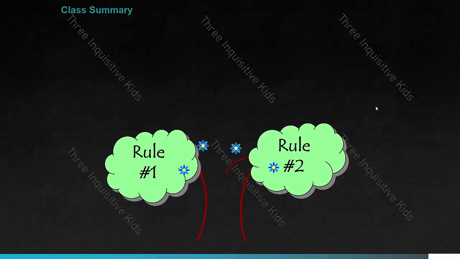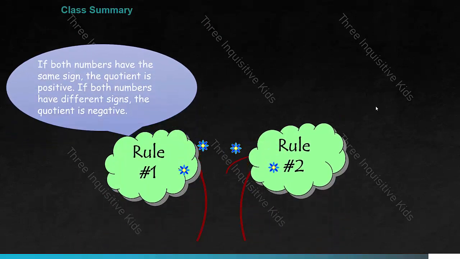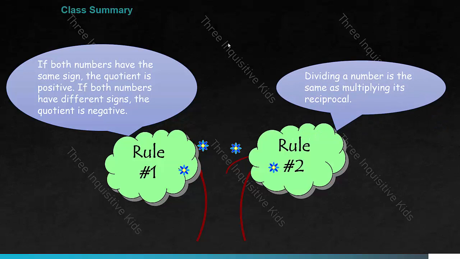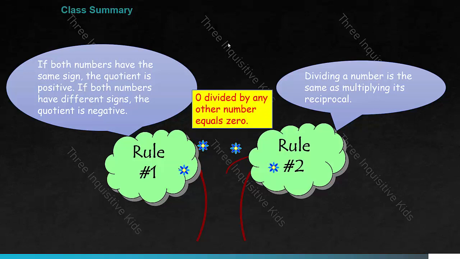Class summary. If both numbers have the same sign, the quotient is positive. If both numbers have different signs, the quotient is negative. When we say both numbers, it means the dividend and the divisor. And rule number 2 is dividing by a number is the same thing as multiplying by its reciprocal. So those are two things to keep in mind when you're dividing rational numbers. And also, 0 divided by any other number equals 0. Notice how here they wrote any other number. You can't divide a number by 0.